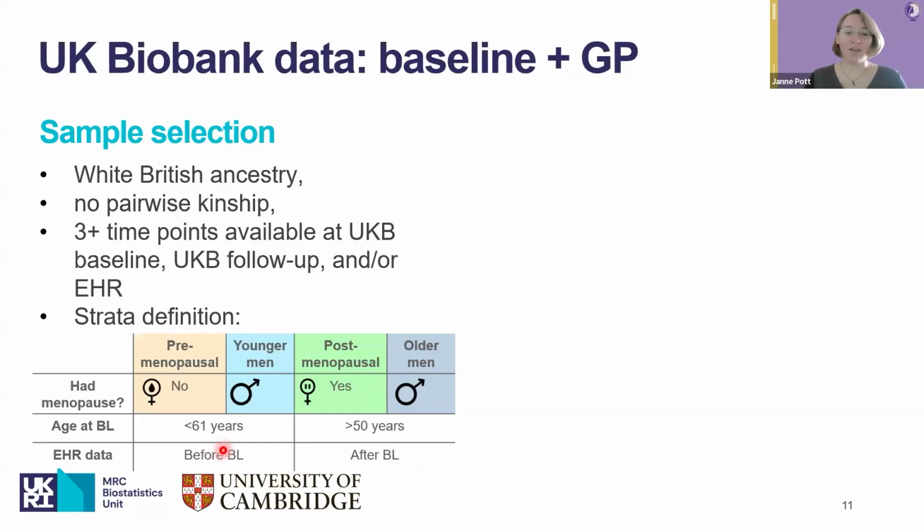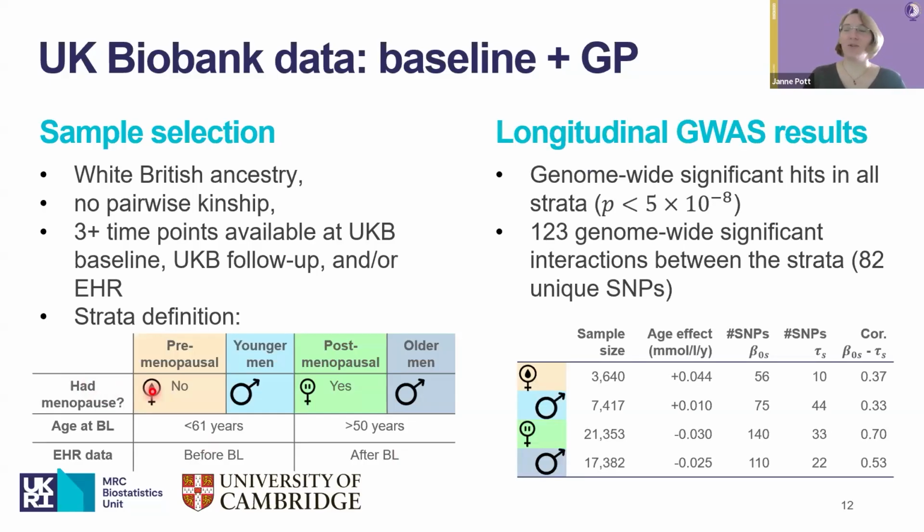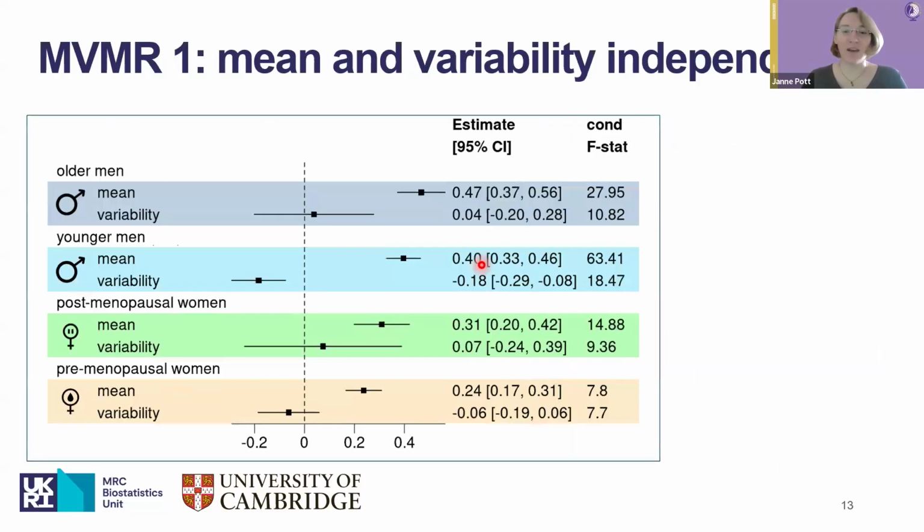And for the younger ones, I used everything before baseline, just because my menopause information is only given at baseline. And running my longitudinal GWAS, everything looked really good. Even with my relatively small sample size for the stratified data sets, I found enough instruments to do the MVMR later on. And I found a lot of interactions between the strata. So there were significant sex interactions and significant age interactions. So the genetic effect differs depending on which strata you're looking at.